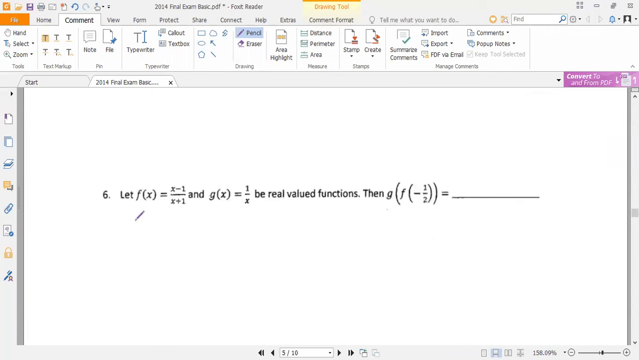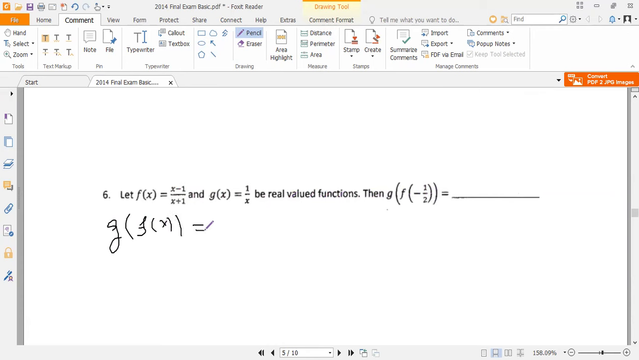The other one is: let f of x is equal to x minus 1 over x plus 1 and g of x is equal to 1 over x be real valued functions. Then g of f of minus 1 over 2 is? Now first let's determine g of f of x.